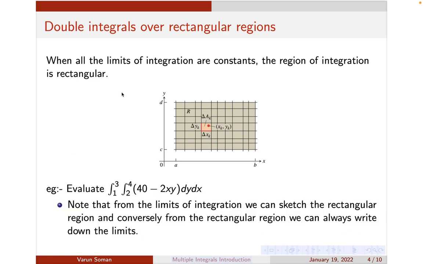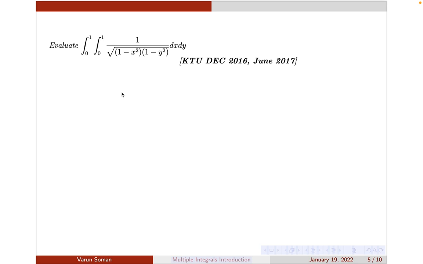Okay, so let us try to do some of the problems also. Now this is a question which has been asked in K2 also, so let us try to do this one. How will you do this one? It's a very simple thing. If you look at this integration, the first integral is with respect to dx, so first you will integrate this with respect to x, keeping y constant. So it is actually integral 0 to 1. y is a constant, and what is the integral of 1 by root of 1 minus x square, dx?